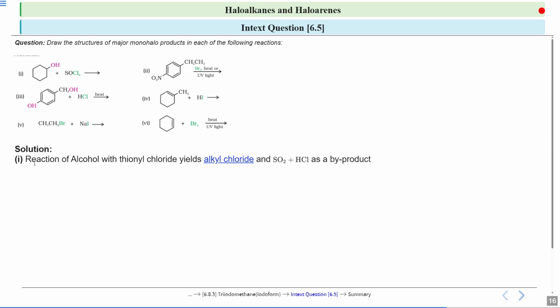Okay, the first reaction is between this alcohol and SOCl2, right? The reaction of alcohol with thionyl chloride yields alkyl chloride and SO2 plus HCl as a byproduct. So this cyclohexanol plus SOCl2 will give us chlorocyclohexane plus SO2 plus HCl.